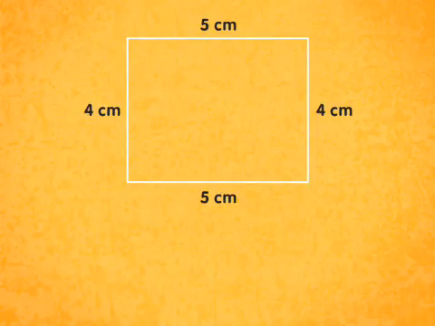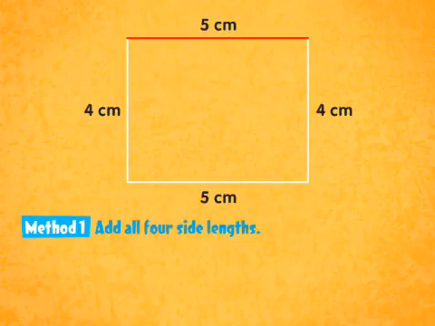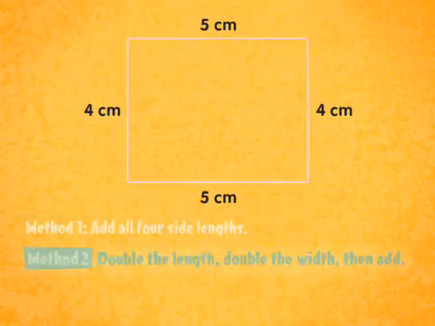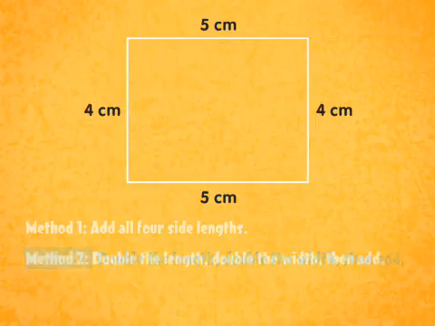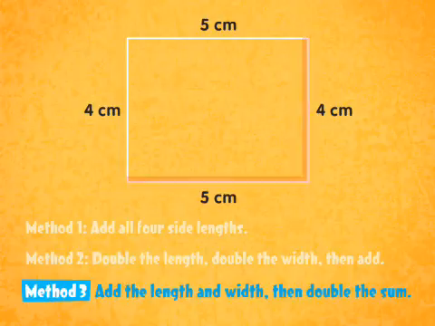When doing mathematics, we often look for the most efficient way to solve a problem. We used 3 different methods to find the perimeter of a rectangle. In the first method, we added all 4 side lengths. In the second method, we doubled the length, doubled the width, and then added. In the third method, we added the length and the width, and then doubled the sum. All 3 methods will give the correct answer, but many people find the third method to be the most efficient because it involves only 2 steps. Do you agree? Now let's think about different ways to find the perimeter of this square.